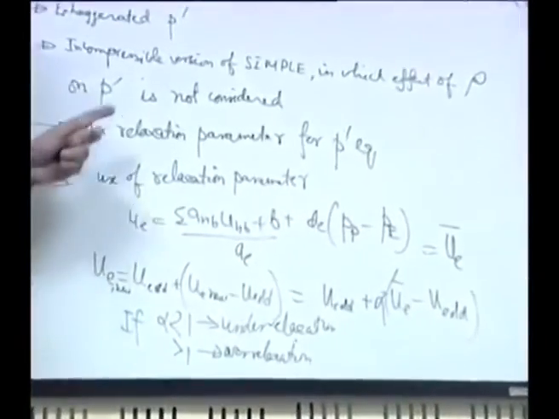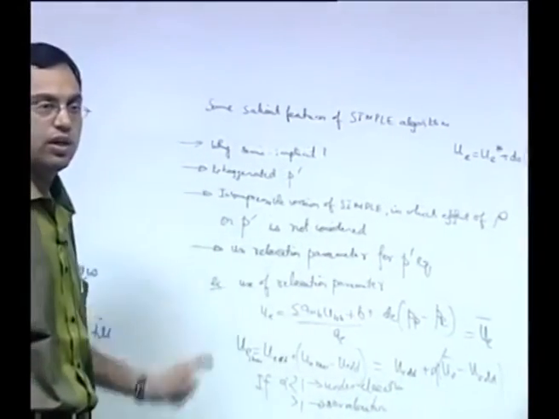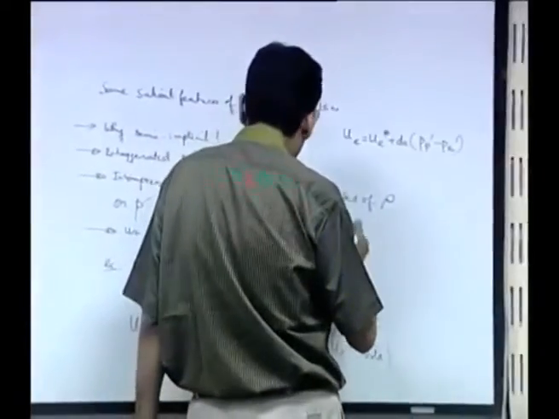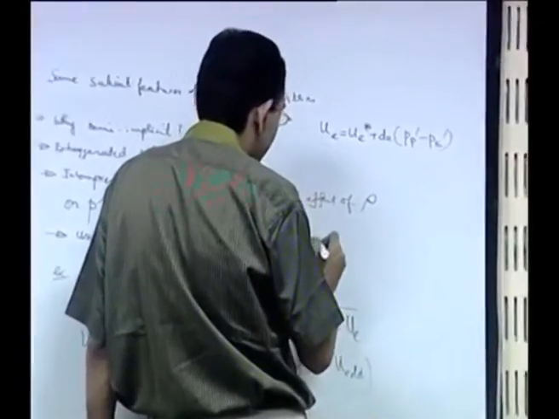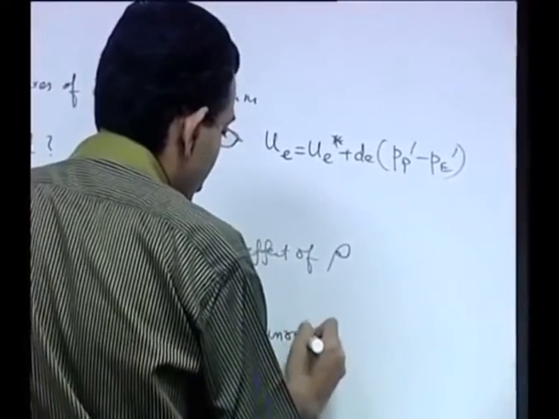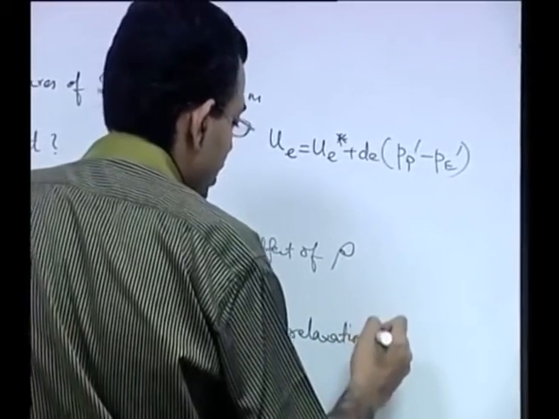So, in case of the pressure correction equation, what type of relaxation do you want to use, under relaxation or over relaxation? Under relaxation. So, when we say use a relaxation parameter for the pressure correction equation, we may amplify a bit more and say that it is an under relaxation parameter.